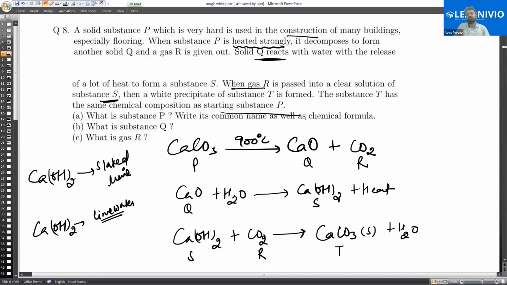What is its common name? The common name of calcium carbonate, CaCO3, is limestone. And its chemical formula is calcium carbonate. What is the substance Q? Q is calcium oxide and R is CO2. Please note it down in all the reactions related to it.